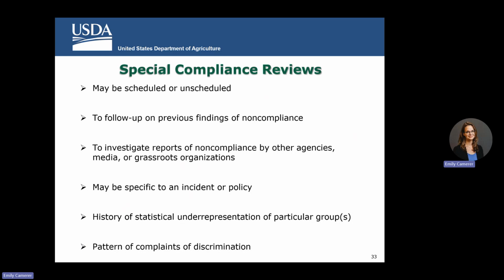There could also be statistical underrepresentations. If an entity has a history of statistical underrepresentation of certain groups, that can trigger a review. This is essential for identifying and addressing systemic inequalities. There can also be patterns of discrimination complaints. A pattern of complaints regarding discrimination can also lead to a special review. This proactive approach ensures that issues are addressed before they escalate, reinforcing the commitment to equitable access and treatment for all individuals.